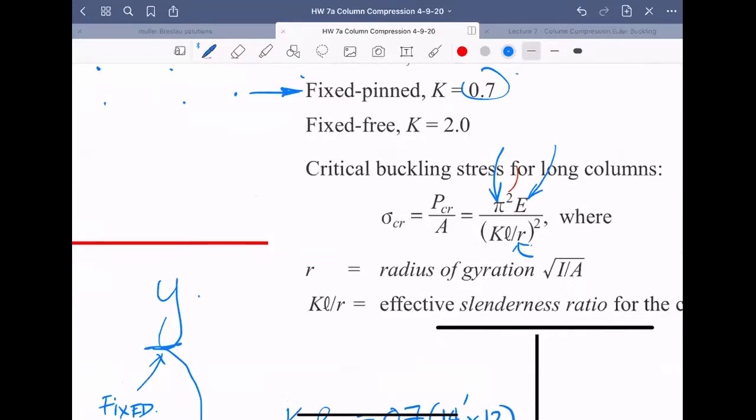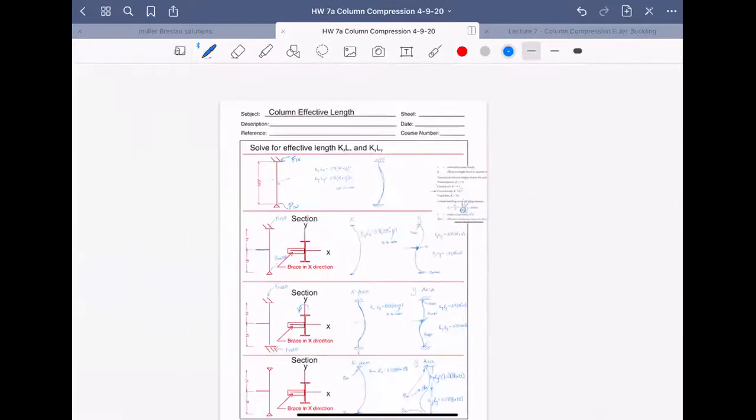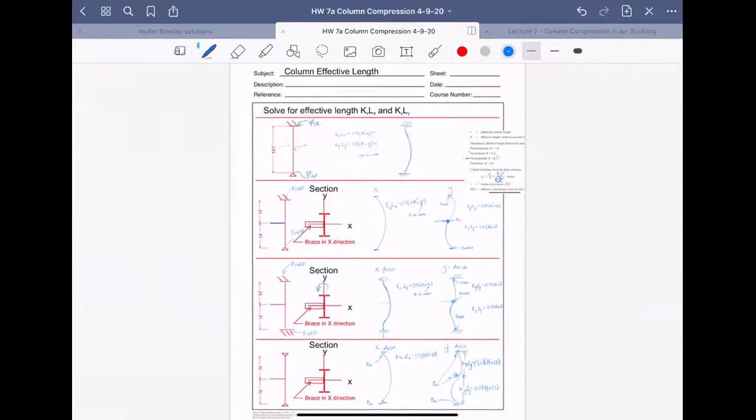But really where people get lost is this concept right here. So the whole point of this homework problem was to sharpen our pencil to understand what effective length is. Okay, make sense?